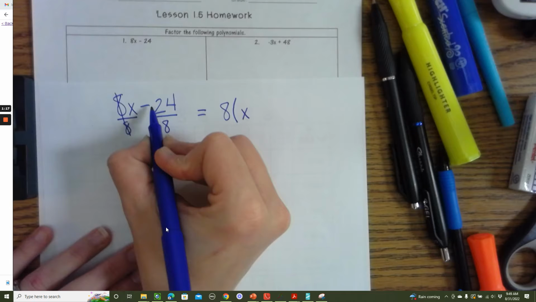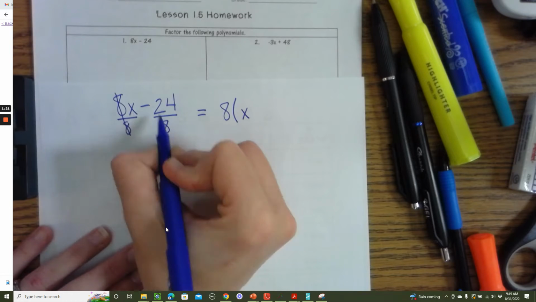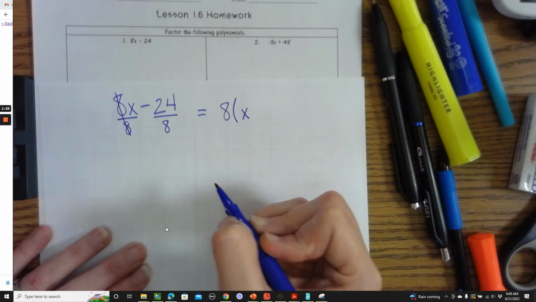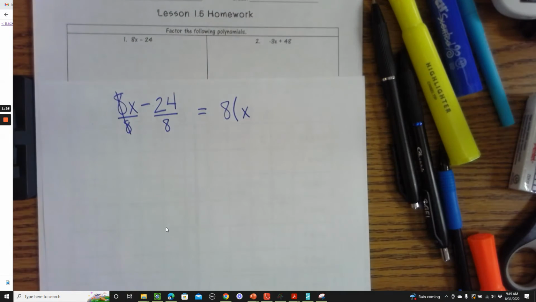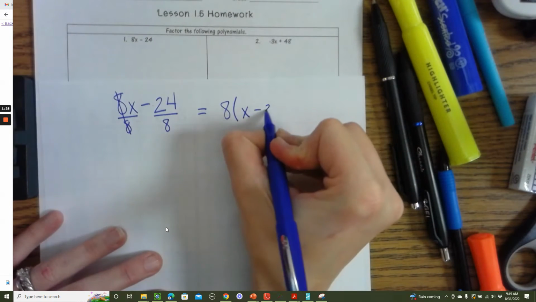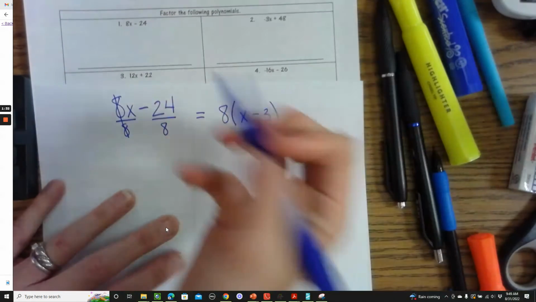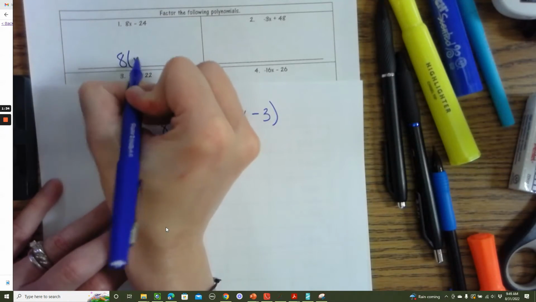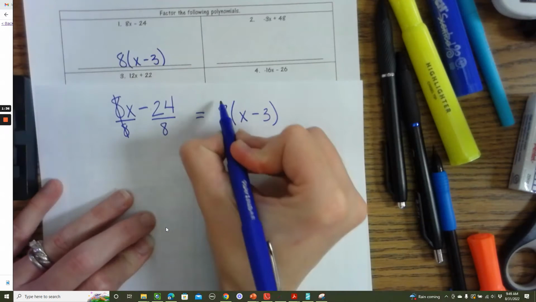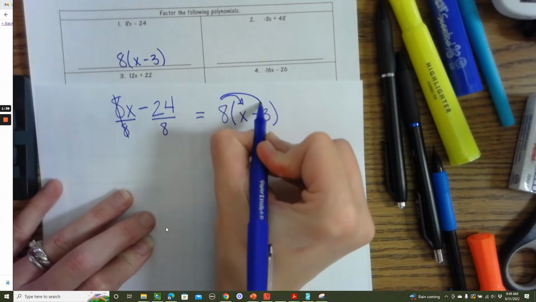All right, negative 24 divided by 8. What is that? Negative 3. That's it. That's the answer. And you can check your answer by using the distributive property.